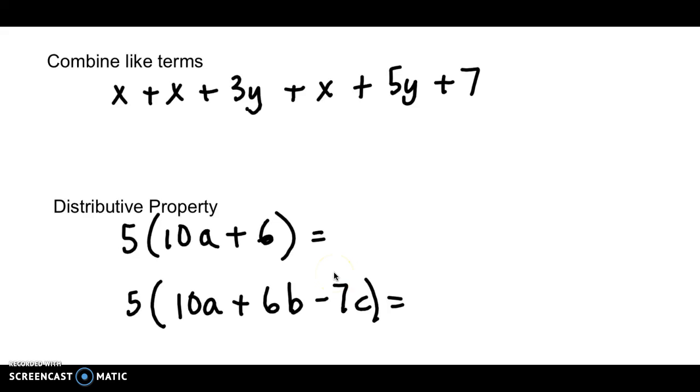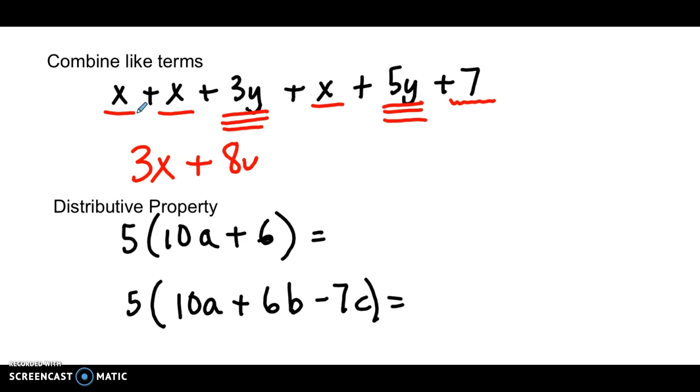Here is an overview of parts of Chapter 5 and Chapter 6 from Big Ideas. We've been working on combining like terms, so if you have a statement like this, I would suggest underlining all the x's, and maybe underlining all the y's 3 times, and then maybe a squiggly here. So we can see we have 3x plus 8y plus 7, our constant.